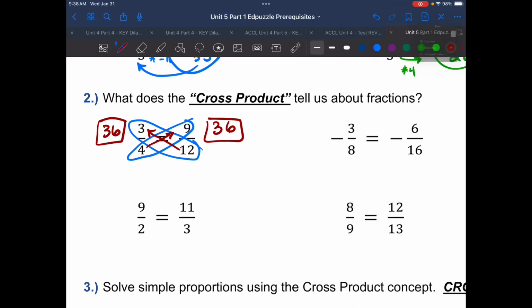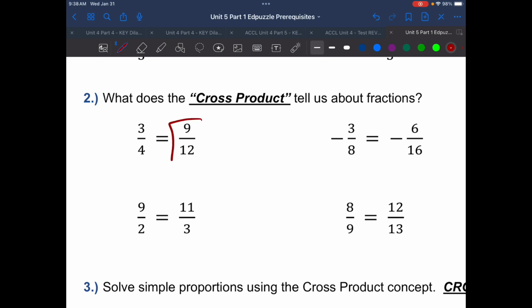So for example, if I just go back here real quick and reduce 9/12, what could I divide both 9 and 12 by? Well, yeah, I could divide them both by 3. 9 divided by 3 is 3. 12 divided by 3 is 4, and that is equivalent to 3/4. So long story short, if we cross multiply and get the same number, then that means the fractions are the same. The fractions are equivalent.